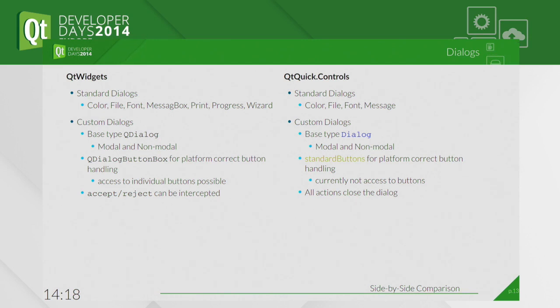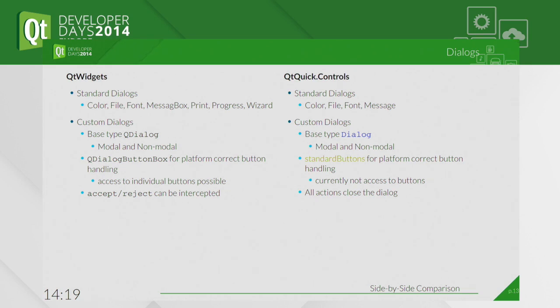On the QtQuick control side, this is not as fully implemented yet. So we have the standard buttons, which is more or less equivalent to the dialog button box. We have a flag field that we have to specify the buttons that we want to have, like if we want an OK or a cancel button, or save, discard, continue, abort and so on. There's currently no way to access those buttons. This is hidden inside the implementation of this dialog based type, so you cannot switch any of those buttons to disabled if this is what you would want to do.